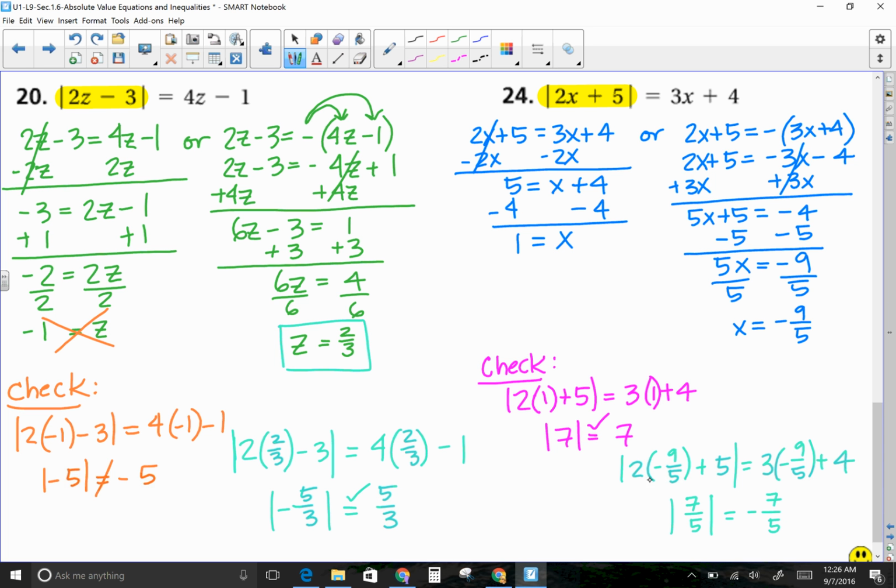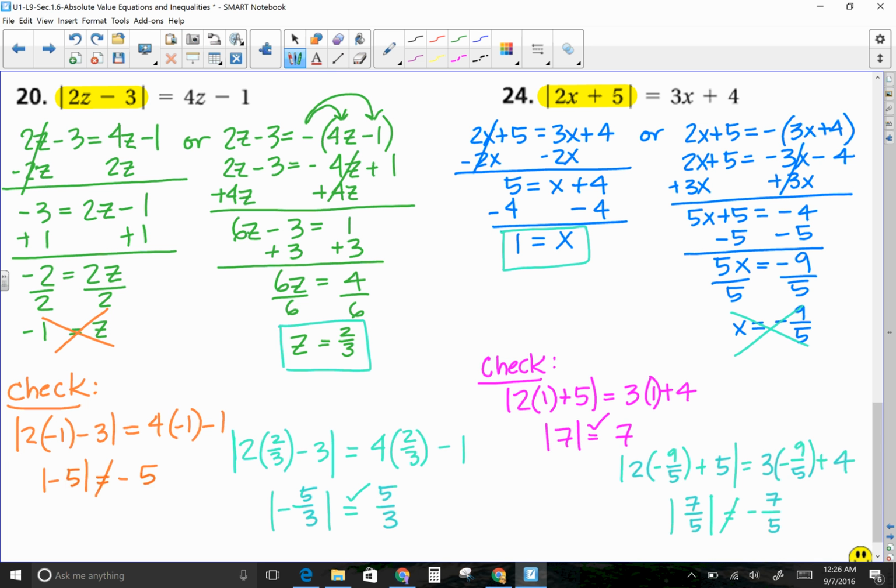Again, okay, you can do it in your head, you can put it in a calculator, but you should be putting this in your calculator, and if you're not getting it, you need to come see me so that I can help you use your calculator. Okay, these two things are not equal because an absolute value must equal a positive number, so this solution does not work, and this is the answer.